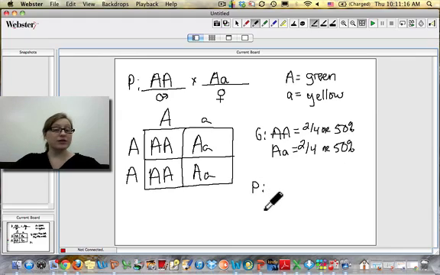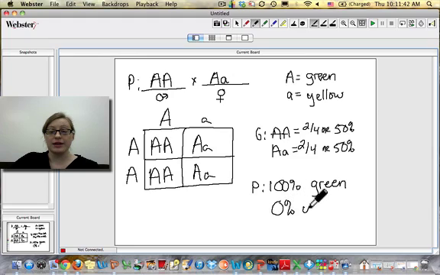So when we look at phenotype, we need to look at each genotype and determine, will they express the dominant trait or will they express the recessive trait? So big A, big A, definitely going to be dominant. Big A, little a will also express dominance. So here our phenotype will combine, and there's a 100% chance of green offspring, and essentially that goes without saying that there's a 0% chance of having yellow offspring.